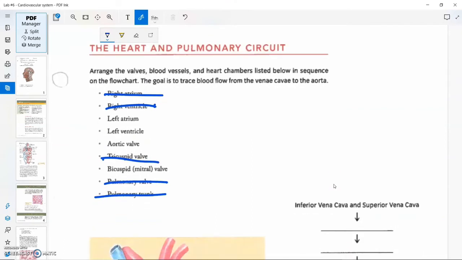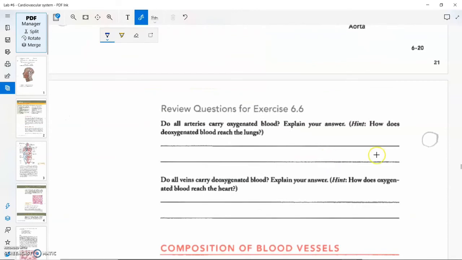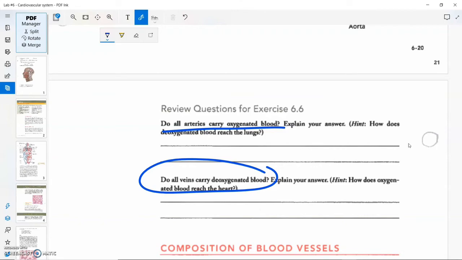lungs, where blood gets oxygenated, and then it arrives from the lungs into the left atrium. From the left atrium through the mitral valve, it enters the left ventricle. And the left ventricle pumps the blood into the aorta via the aortic valve. So you've got your loop here. Not all arteries carry oxygenated blood, as you may have noticed. Pulmonary arteries actually carry deoxygenated blood towards the lungs, and pulmonary veins carry oxygenated blood from the lungs to the heart.